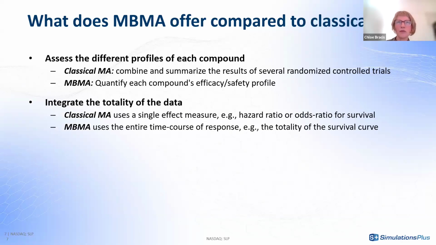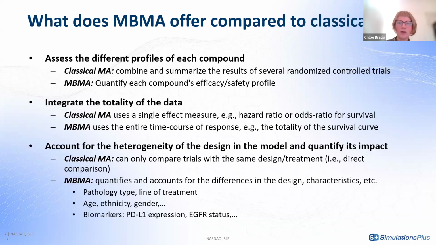So because we have the entire time course, this would be the difference of looking at, say, the entire survival curve compared to just a hazard ratio or an odds ratio for survival. And because we actually have a mathematical model, this is how we can really account for that heterogeneity in the design. Whereas with a more classical meta-analysis, we're often more limited to looking at trials with the same design.